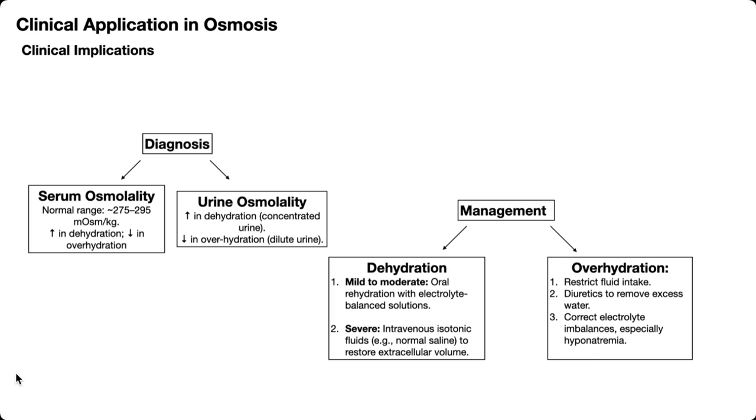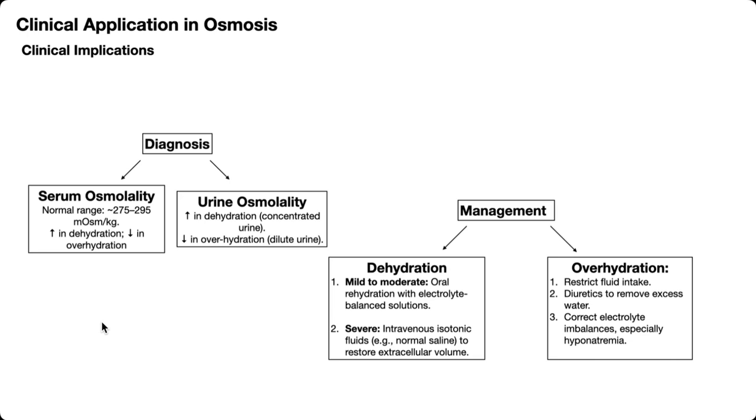Now, as far as the management of dehydration, if it's mild to moderate dehydration, we can just give oral fluids, even with balanced electrolyte solutions. So this is where you get stuff like Pedialyte or some of the sport drinks for athletes. Now in severe dehydration, you're going to have to supply IV isotonic fluids, normally normal saline, in order to restore that extracellular volume.